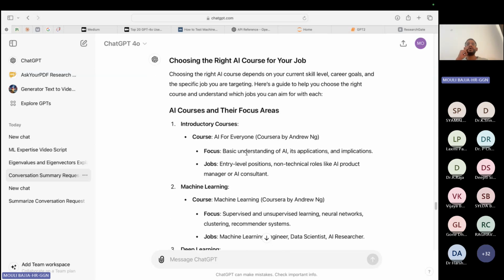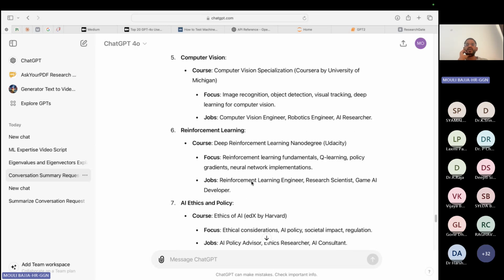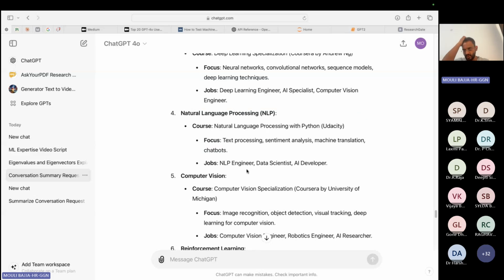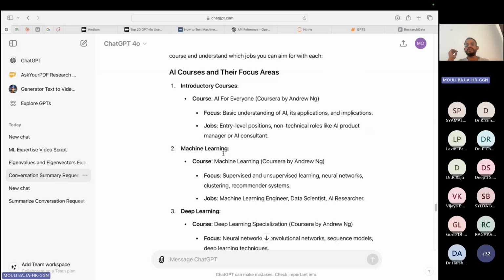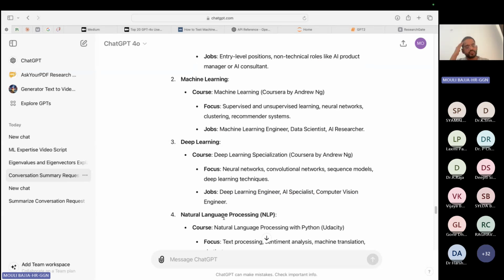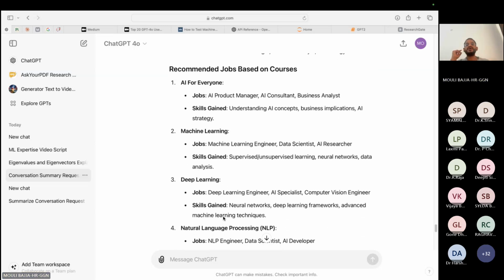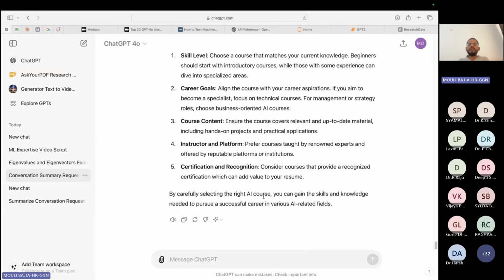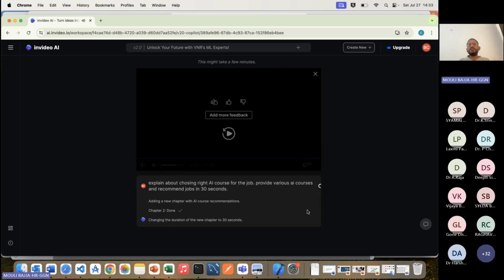Okay, choosing the right AI course: introductory machine learning, deep learning, NLP, computer vision, reinforcement learning. See, interesting, whatever we discussed. NLP, text processing; computer vision, image processing; the fourth is reinforcement learning. Basic machine learning and deep learning refers to predictive models. Okay, AI ethics and policy, AI for business, recommended jobs. Okay, good. All right, we can give this content to the video tool to generate a video. Okay, I think the video is generated here. Let's watch the video and see what it does.